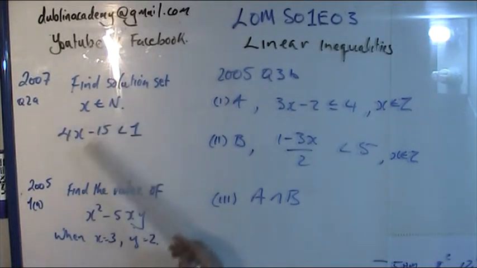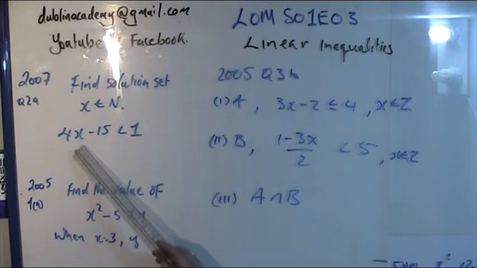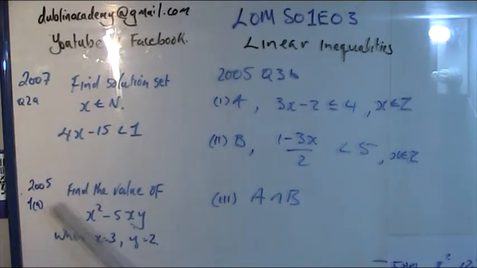These questions here, this question is x is an element, then solve for that. It's a 2007 question. This is find the value of this when x is equal to 3 and y is equal to 2. Now you just put in the numbers, and you watch the signs as usual.